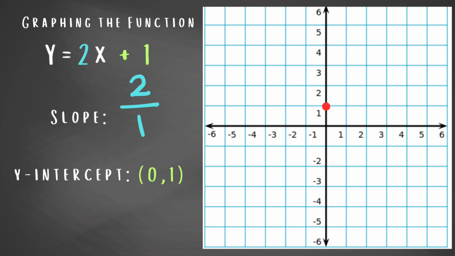Now we're going to use our slope to find the rest of the points on our line. So our slope is 2 over 1. So we're going to go up 2 over 1 and graph a point. Up 2 over 1 and graph a point. You're going to want to go ahead and graph the rest of your points and then draw a straight line running through all the points you just graphed.